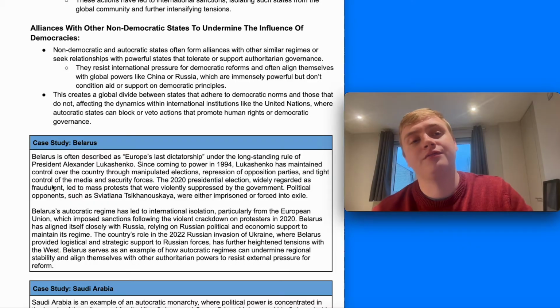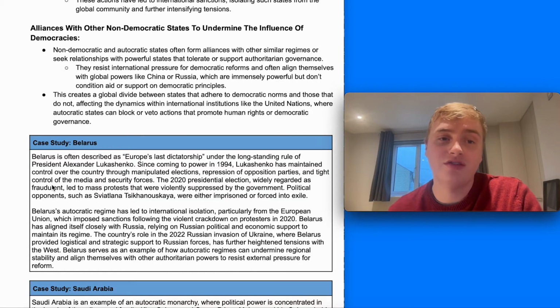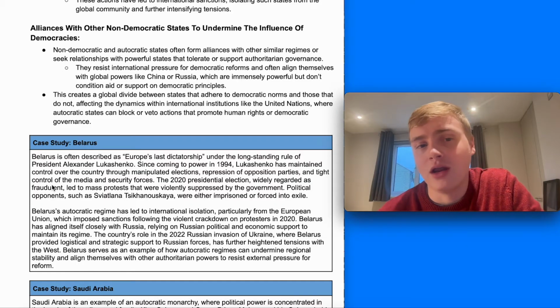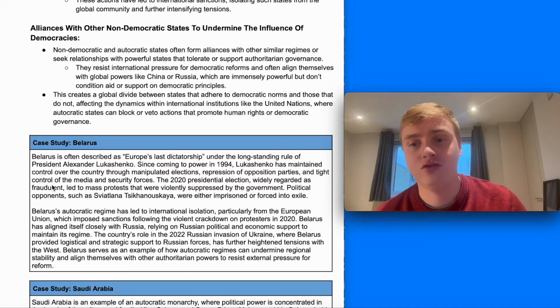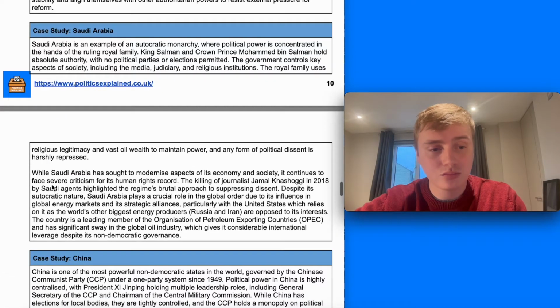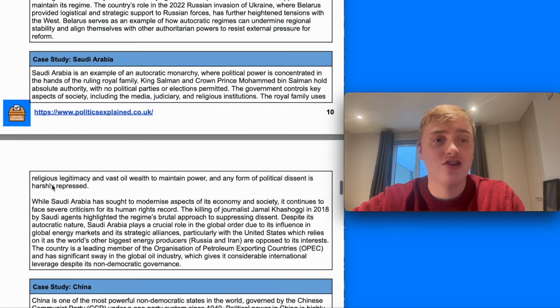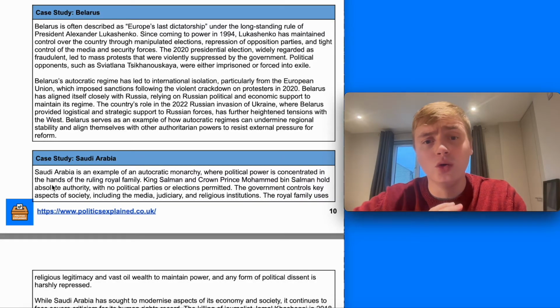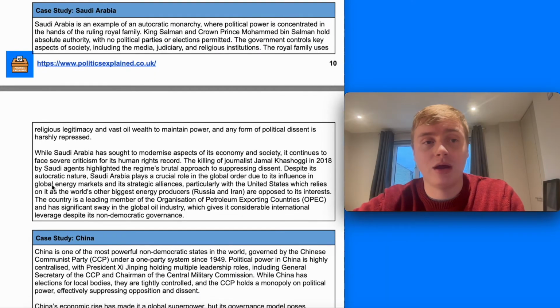Crucially, another consequence of non-democratic states is that they often form alliances with each other to undermine the influence of democracies. For example, strong alliances between China, Russia, and Iran try to undermine the dominance of democracies such as the United States and the European Union in the global order. So we've got a number of case studies here: Belarus, Saudi Arabia, and China. Feel free to pause and have a look at Belarus, but I'm just going to have a look at the final two, Saudi Arabia and China.